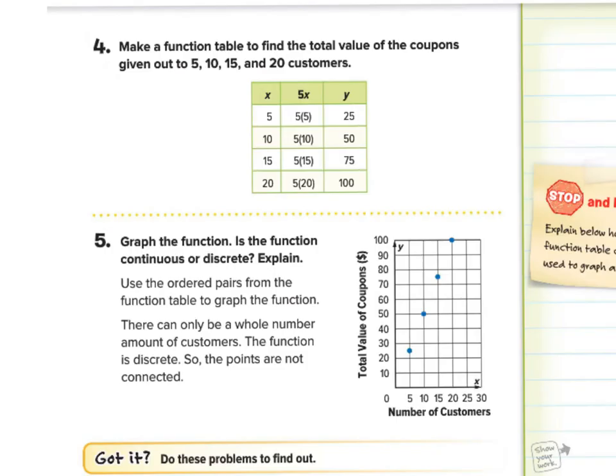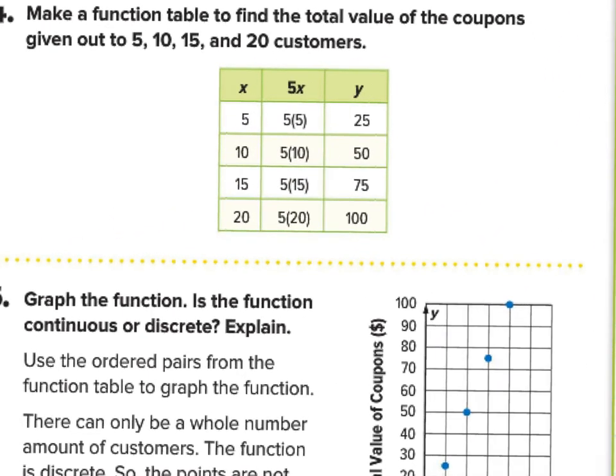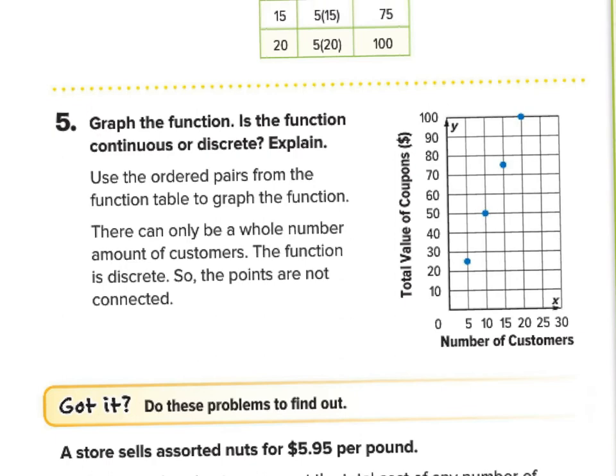If we had to choose ordered pairs, we could do this. 5 people came in, so 5 times 5, we gave away $25 in value for the coupons. If 10 people come in, 5 times 10 is $50 in value. 15 people come in, you multiply the 15 people times the value of each coupon, which is $5, 75, and so on. You can see that this is a linear function. Here it's going up by 5 each time, over here it's going up by 25 each time. So it's not only linear, it's proportional.